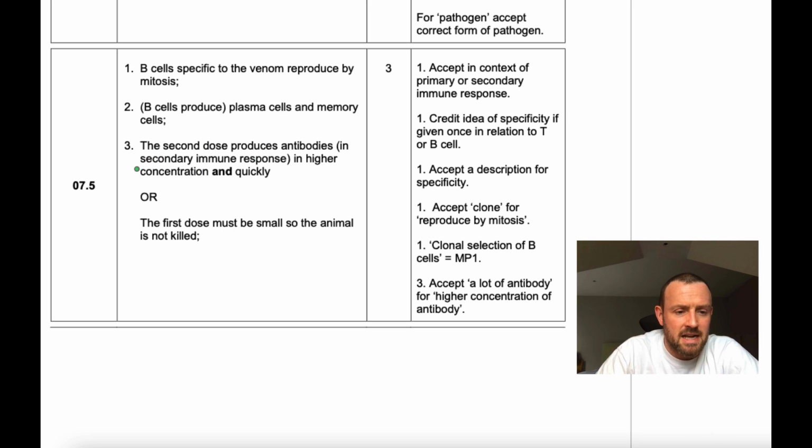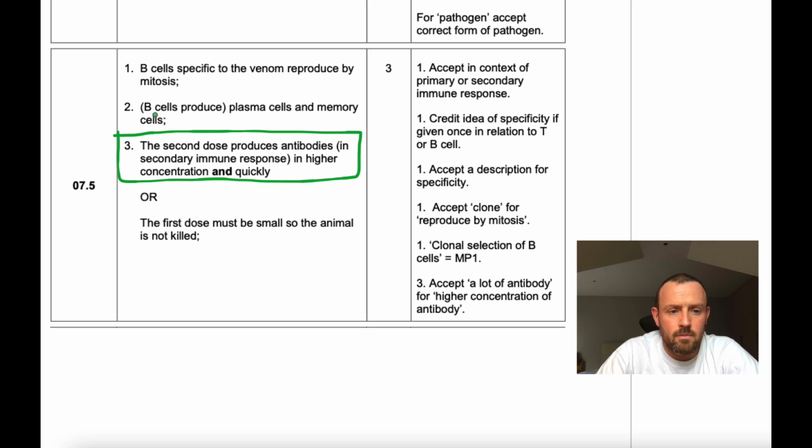So the second dose produces antibodies in higher concentration and more quickly. So this idea of primary and secondary immune response. Now, I don't know if I said this clearly enough. So the B cells specific to the venom reproduce by mitosis, and then plasma cells and memory cells are produced. It says except clone for reproduce by mitosis, okay, except this clonal selection.